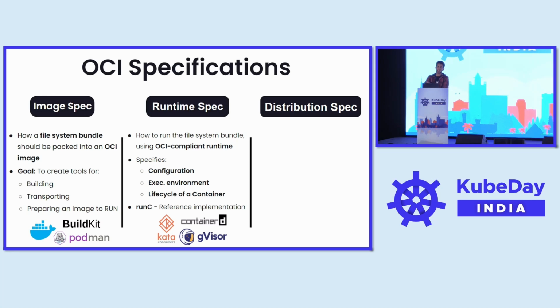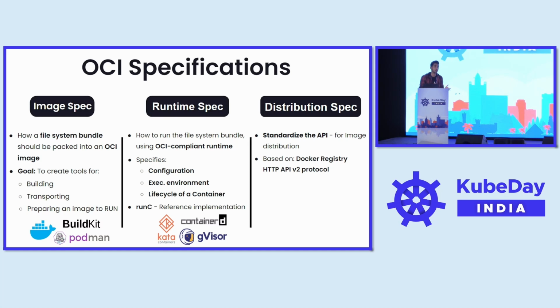The next is the distribution specification. So you see, we are actually going in sort of an order, right? We created an image, we ran that particular image, and now we are talking about distribution of that image, right? And the main aim here was to standardize the API for image distribution. And this was actually based on the Docker registry HTTP API version 2 protocol.